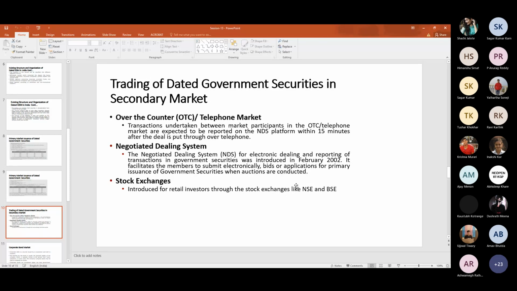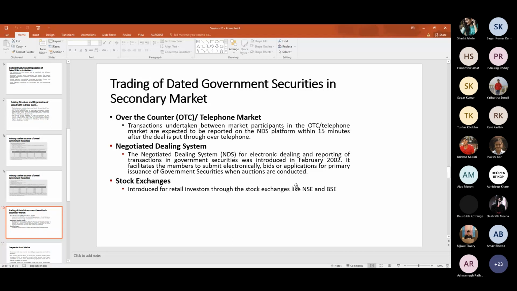And now the stock exchanges have also started investing in government securities, and they have a different platform through which, if anybody wants to invest in the government securities, they can invest through the stock exchanges. Particularly in the National Stock Exchange, NSE has a wholesale debt market segment. If anybody wants to invest in government securities, they can invest through that platform also.